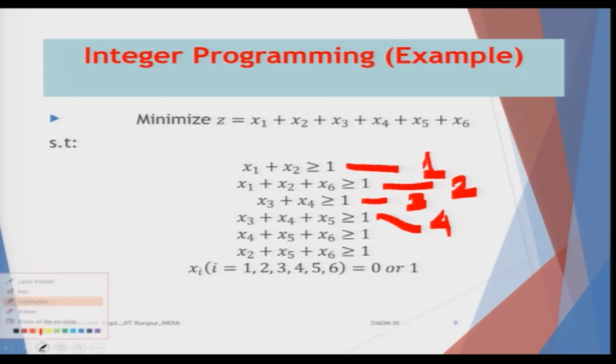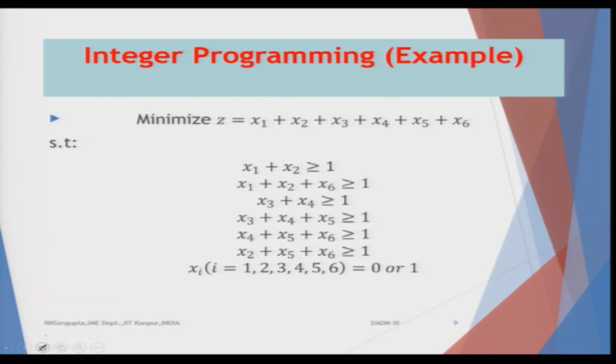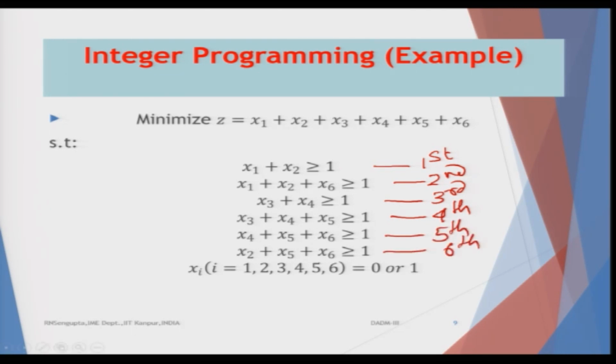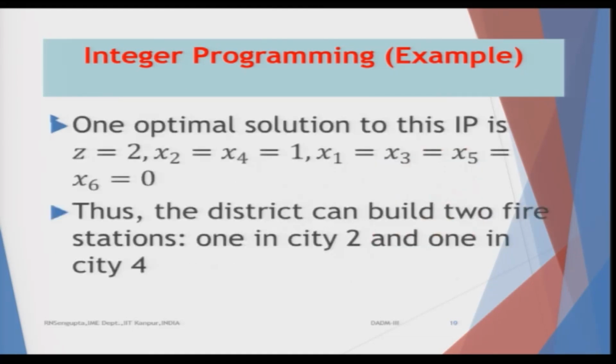Oh, this is too bold a marker. I will just remove it and then come to a pointed marker. So, this is the first city, this is the second city, this is the third city, this is the fourth, fifth and sixth. These are the constraints, and obviously xi, where i is equal to 1 to 6, would be either 0 or 1, because either you build a station or you do not build a station.